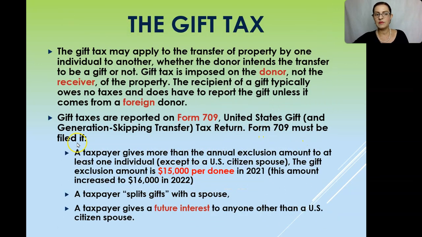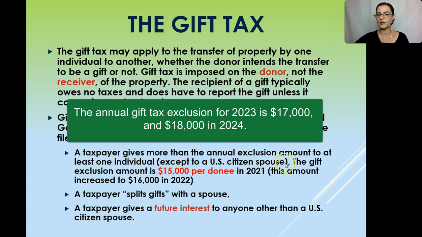A Form 709 must be filed if a taxpayer gives more than the annual exclusion amount to at least one individual, except to a U.S. citizen spouse. So U.S. citizen spouses can gift things back and forth to each other, and there's no limit. Like I could give my husband $1 million in cash. My husband could give me a $10 million necklace, assuming that we had that kind of money.